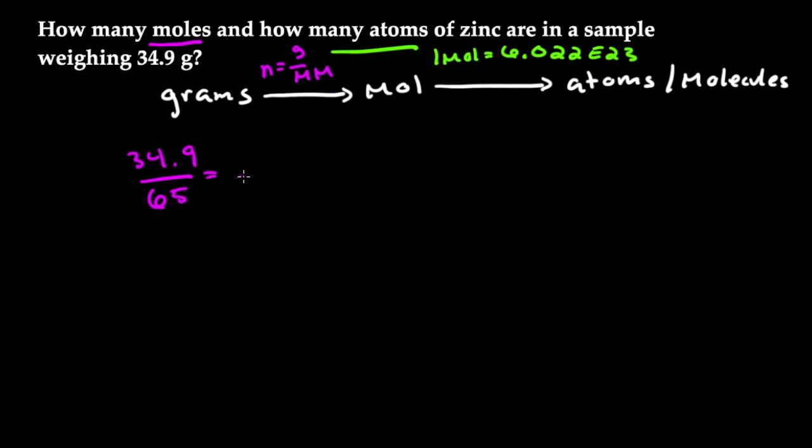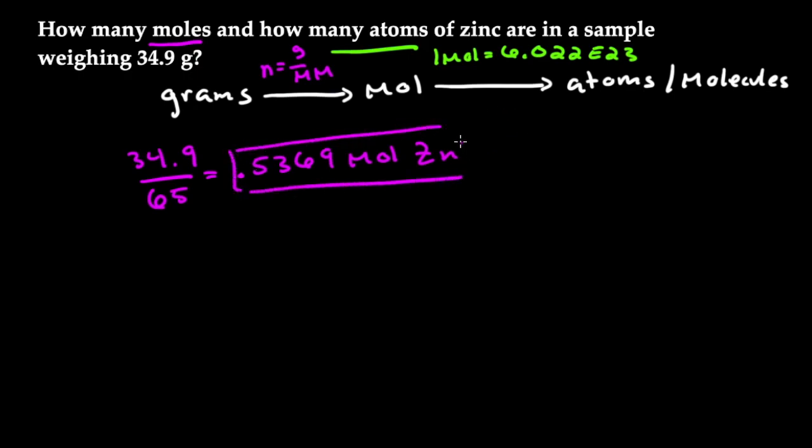And when we divide these two, we're going to get 0.5369, and that's now going to be moles of this zinc in here. So this is going to be the first part of this answer. And then the next part, we're going to go from a mole to atoms. And so we're going to take what we did in the first step. We're going to take this 0.5369, and this is going to be a mole of zinc. So I'll put Zn in here.